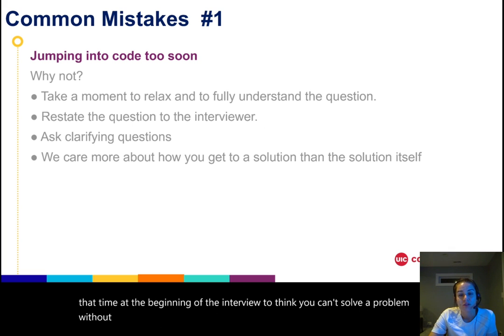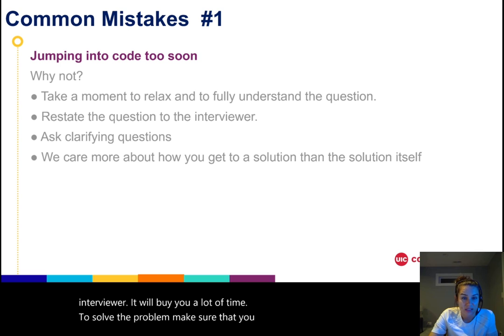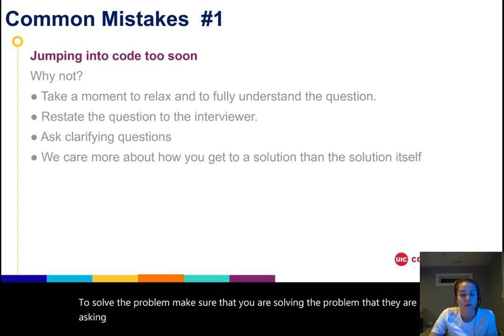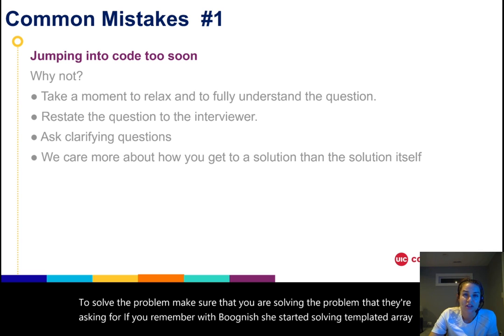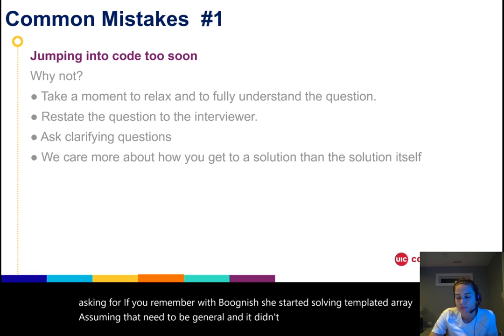So spend some time discussing the question with the interviewer. It will buy you a lot of time to solve the problem. Make sure that you are solving the problem that they're asking for. If you remember with Buvni, she started solving a templated array, assuming that it needed to be general, and it didn't, and it wasted a bunch of time.